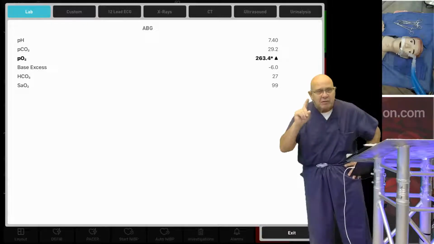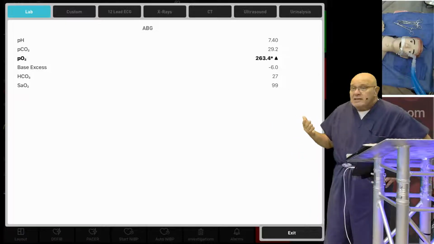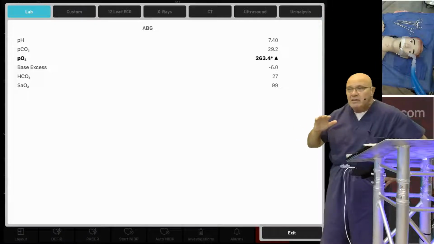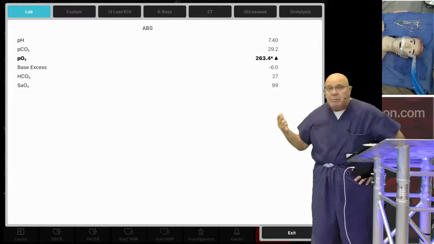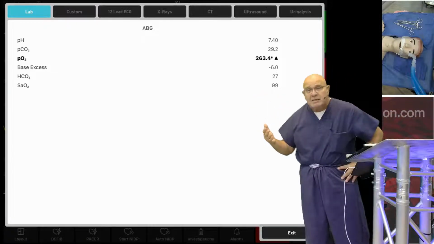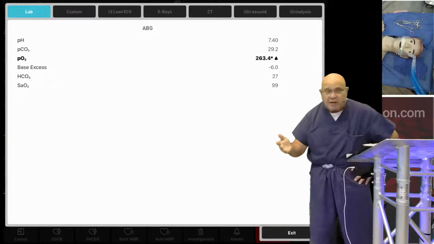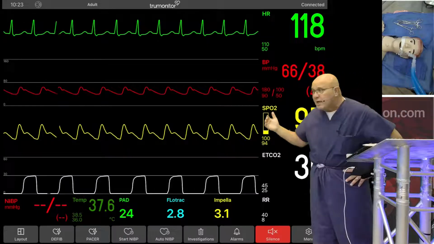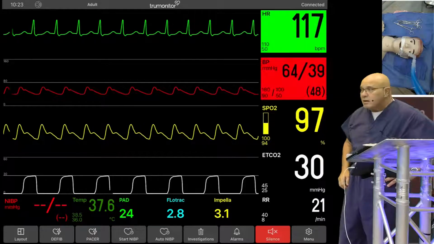Remember, it was drawn from the left radial. Plus, this patient at the time was in severe pulmonary edema, but hadn't yet really gone into pure pulmonary failure. So it was probably fairly decent even on the right side, though it could be either way, right? But they had the pulse ox on the right side. So let's go back to the full monitor, and you can see our pulse ox is reading 95, 96. So yeah, there's fairly decent concurrence there.